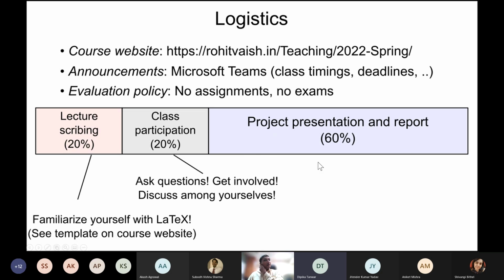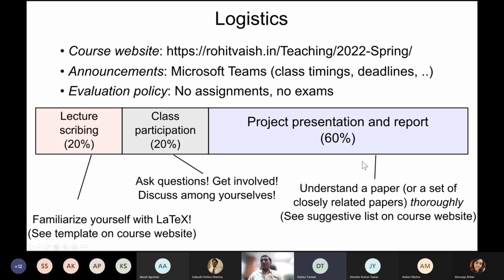And the most important part of your grade would be based on projects, both presentation and the report. The projects will entail understanding either a paper or a set of closely related papers thoroughly. And when I say thoroughly, I really mean deeply and thoroughly. You should have a very good idea of what that paper or those papers are about. You should know the background really well, what the contributions are, what is good about the paper, what is not so good about the paper.